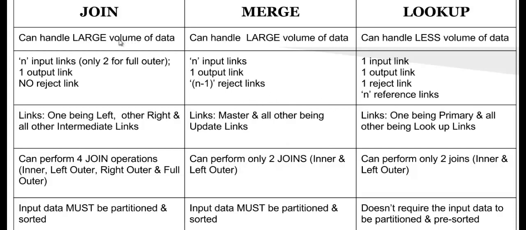You can say it like this: memory wise, which is handling large volumes of data, then link wise, and then operation wise. These are the three main differences. The other things like reject links and partitioning are additional information for them. So that's pretty much it about join, merge, and lookup stages.